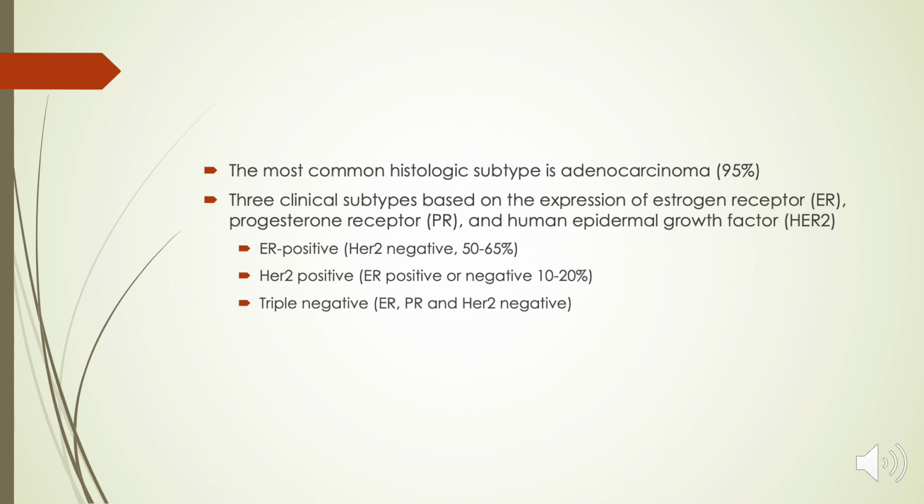There are 3 clinical subtypes based on the expression of mainly estrogen receptor and HER2, in addition to progesterone receptor. These 3 subtypes are ER positive, which is present in 50 to 65% of the cases. By definition, these are HER2 negative. The second subtype is HER2 positive, regardless of the ER status. These are present in 10 to 20% of the cases.